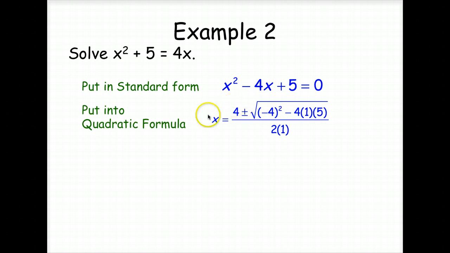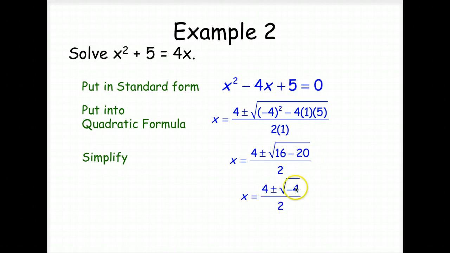So we're going to have to use the quadratic formula. Negative b plus or minus the square root of b squared minus 4 times a times c, over 2a. Now let's do the math. 16 minus 20 is negative 4. So we have the square root of a negative number.